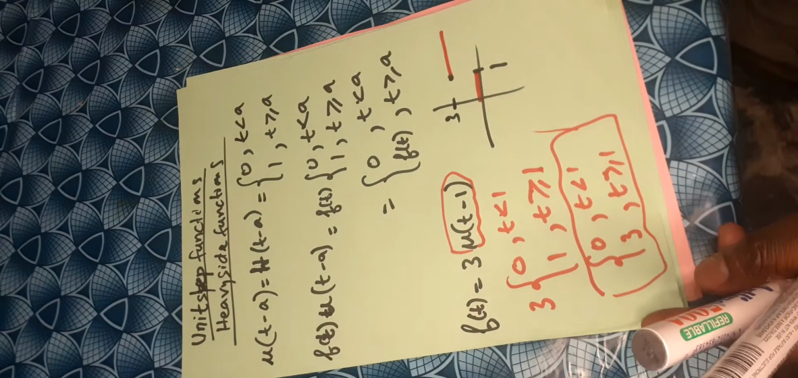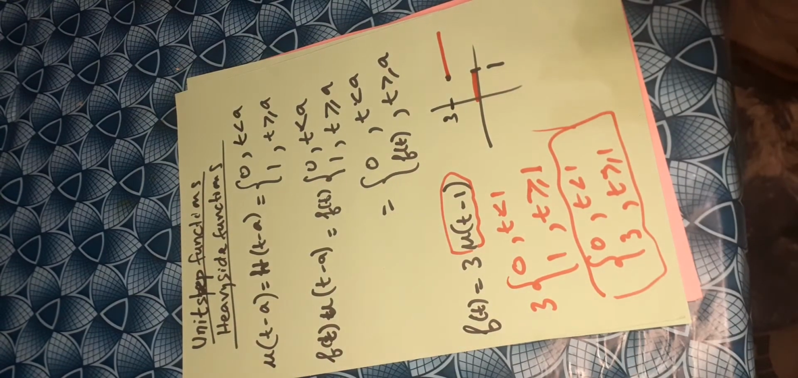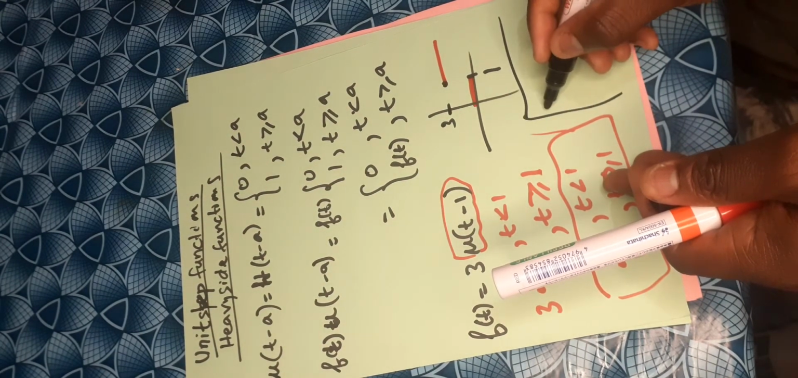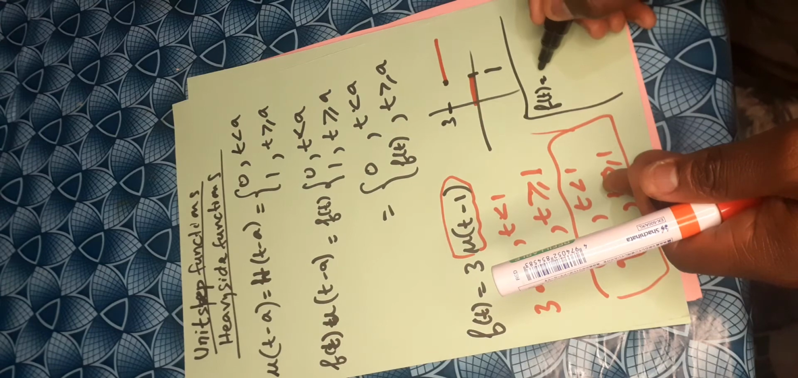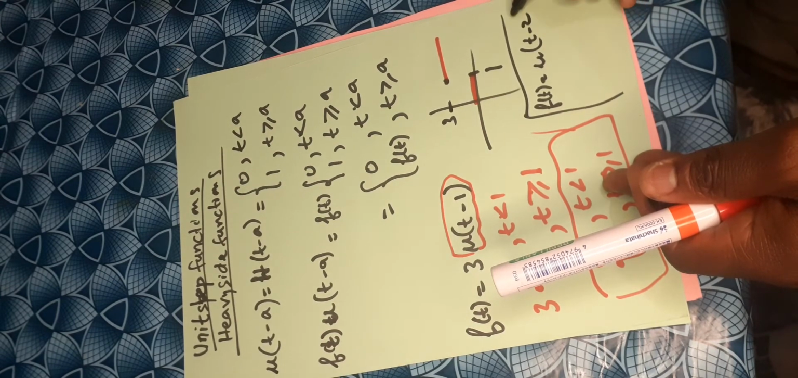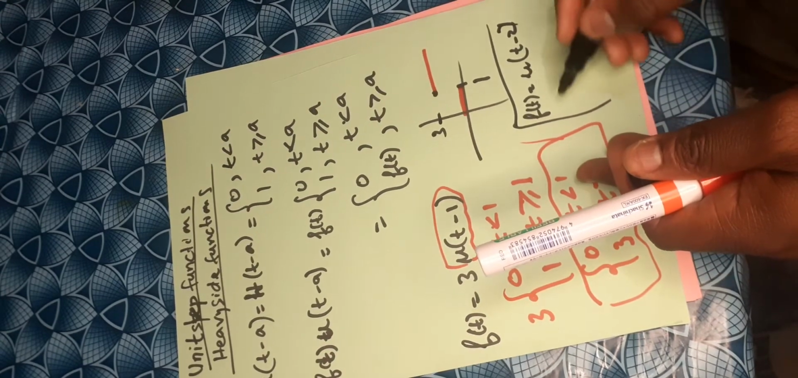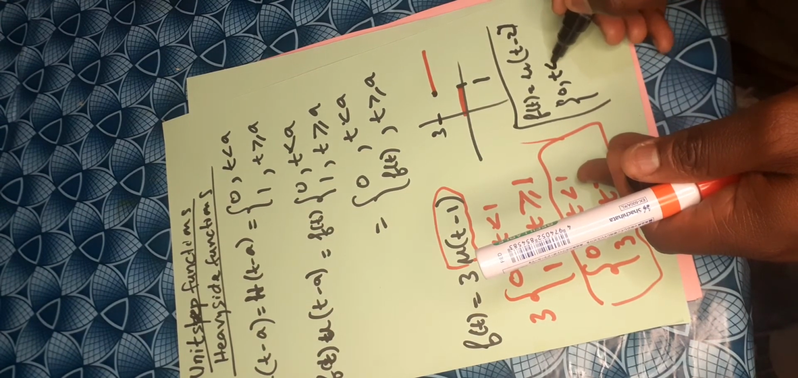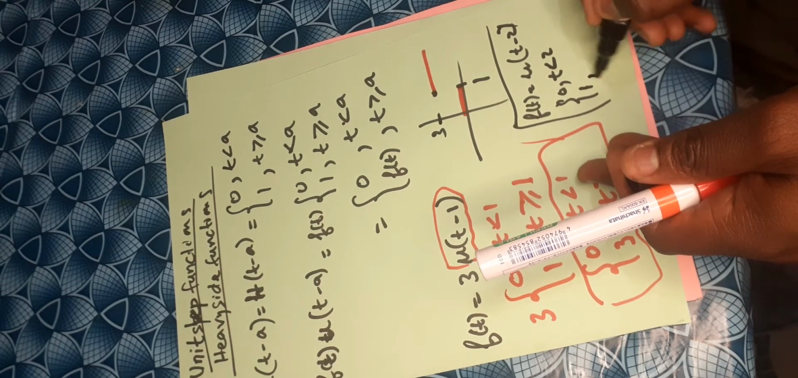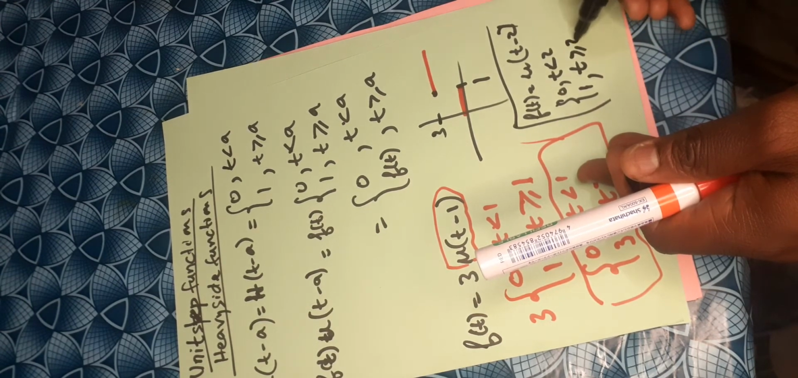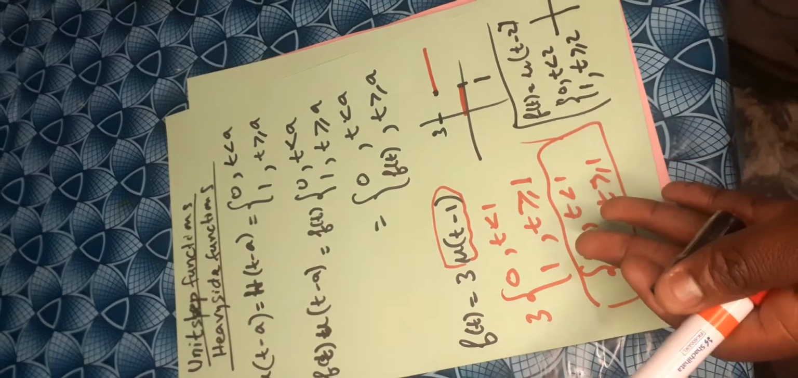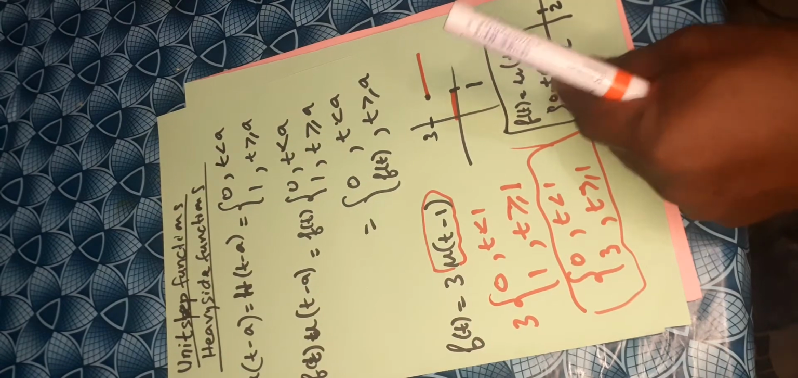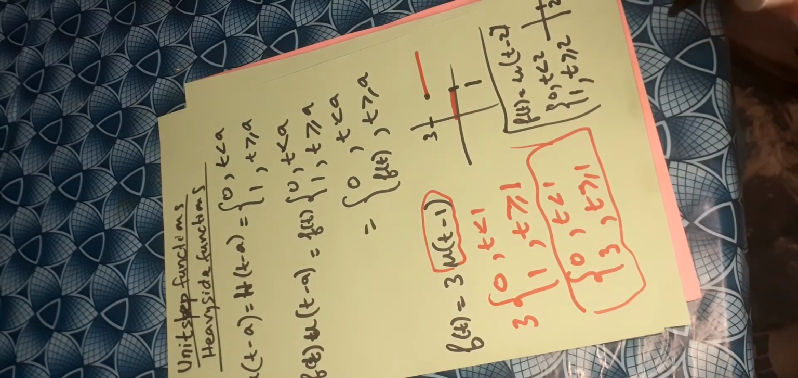Good. So another example will be this one. The simplest one will be if they gave you f of t equal to u of t minus 2. So definitely this one is defined like that: 0 when t is less than 2, and 1 when t is greater or equal to 2. This one is going to be so simple because I'm going to have my 2 here. That is the essence, that's what controls everything.